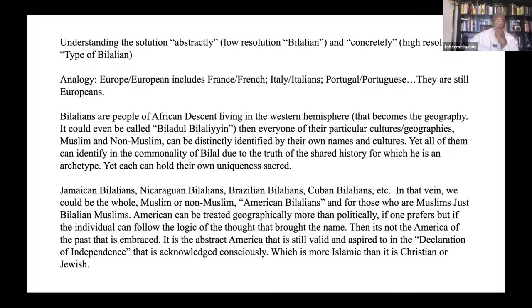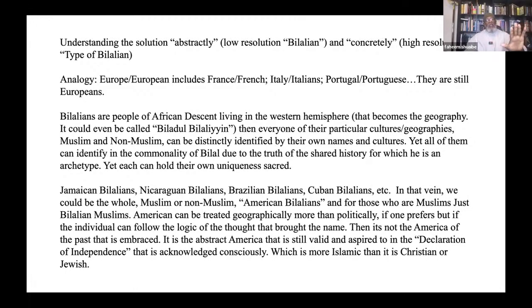The Western Hemisphere. It's our map, right? It's the people of African descent living in the Western Hemisphere. Wherever they are, that area is Bilad al-Bilaliyin, the land of the Bilalians. I hope you stand with me. So the Western Hemisphere, where those people who are the products and the generations of the chattel slave, transatlantic slave system, etc., where are they? Where do those people reside?